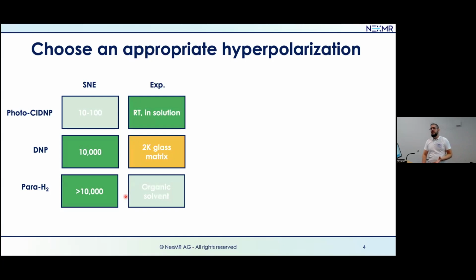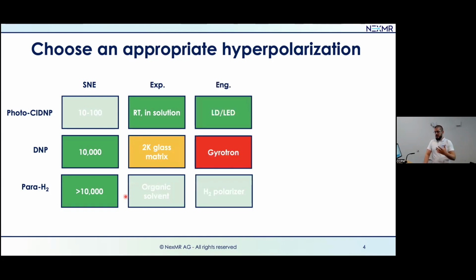So photo-CIDNP has this advantage that you can perform it at room temperature, right? In solution, it is simply, I will show you, a photosensitizer present in a solution with some light. So it's really easy. While DNP and para-H2 have more constraints, so it's a bit more complicated. And this has created some need for higher engineering. And we've seen this morning the level of engineering that has been necessary to develop efficient DNP methods.